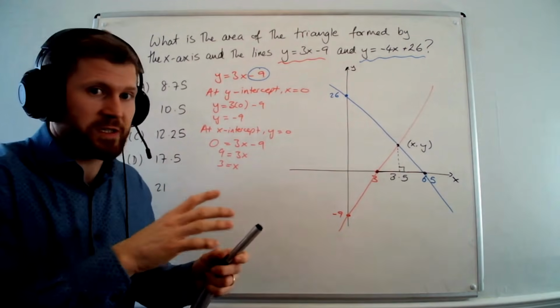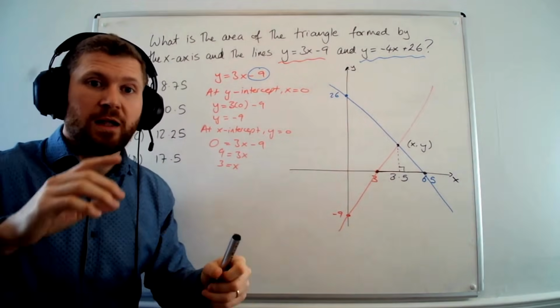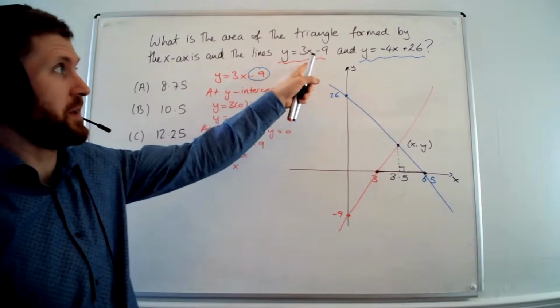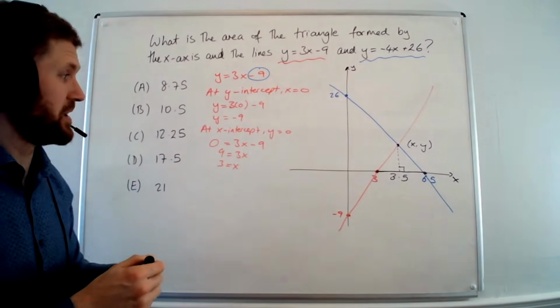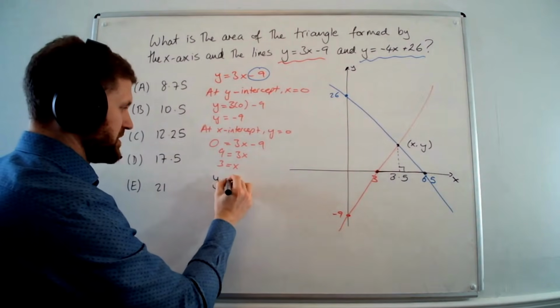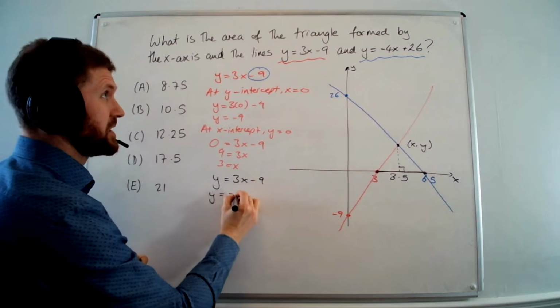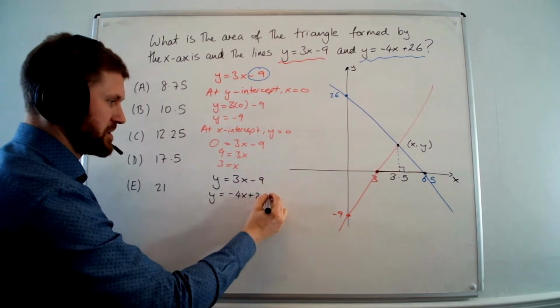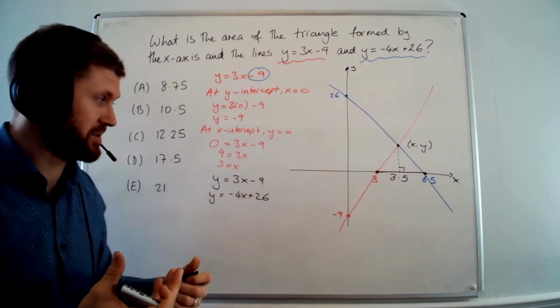Now, what we can say is that the point where 2 lines cross, this point here, is the same as solving the 2 equations you've been given as if they were simultaneous equations. So I can take this first equation, y equals 3x minus 9, and the second equation, y equals negative 4x plus 26, and solve them as if they were simultaneous equations, and that'll give me the answer.